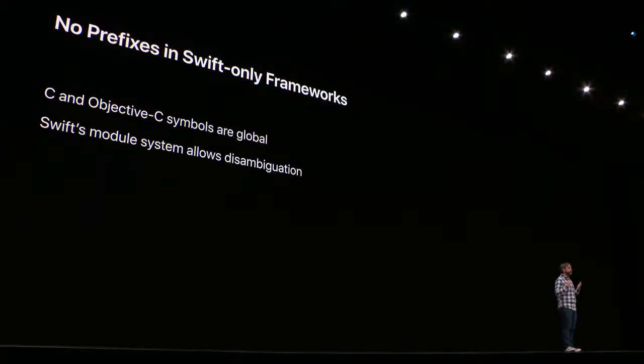But Swift's module system does allow for disambiguation by prepending the module name in front of the type. And for this reason, the standard library has never had prefixes, and many of you have found that you could drop them from your Swift frameworks too.